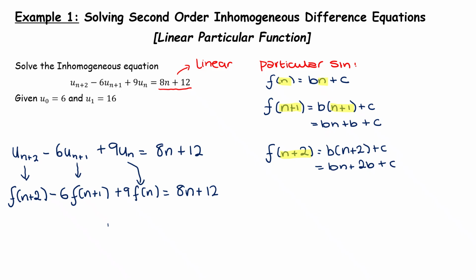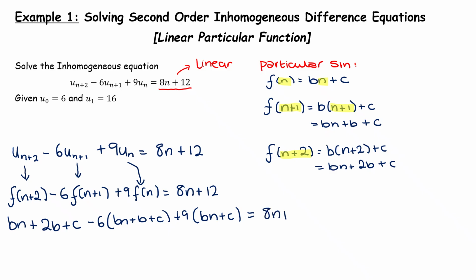That stays the same. So instead of f(n+2), we're going to do b(n+2) + c, minus 6 times, instead of f(n+1), we have b(n+1) + c, plus 9(bn + c) equals 8n + 12. So what we effectively create here is an identity.